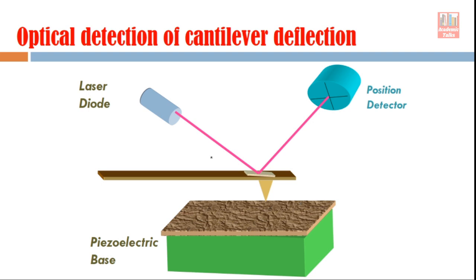So what we have added is this optical setup here. The purpose of this optical setup is to detect the deflections in the cantilever. So what is there in this detection mechanism?